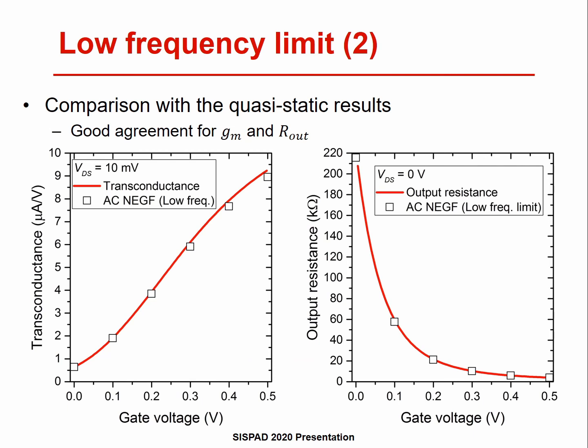In the left figure, the transconductance of the nanosheet transistor is shown. It is calculated from the AC NEGF simulation. The quasi-static result obtained from the finite difference is also shown for comparison. In the right figure, the output resistance is shown. It is the inverse of Y_DD calculated from the AC NEGF simulation. Again, it is compared with the quasi-static result. Good agreement is obtained for both cases.